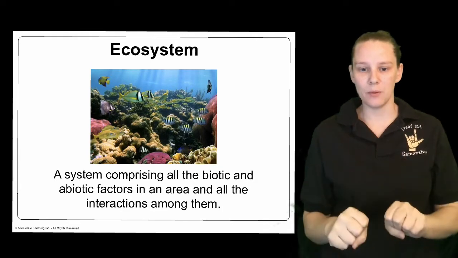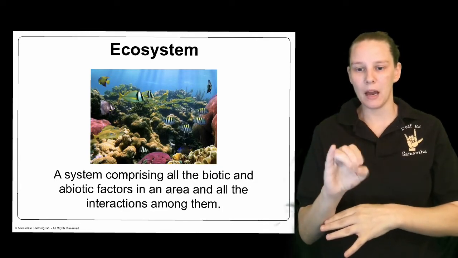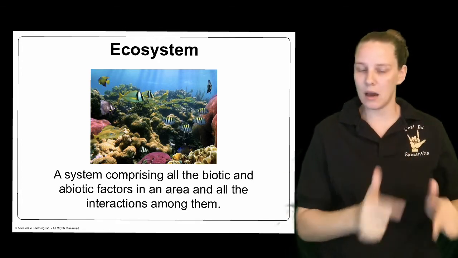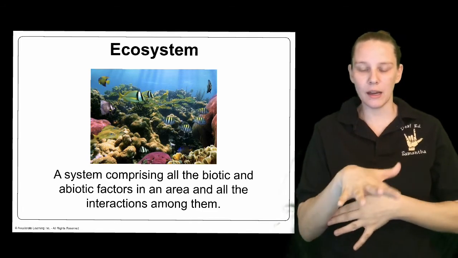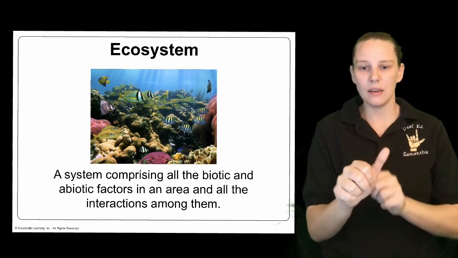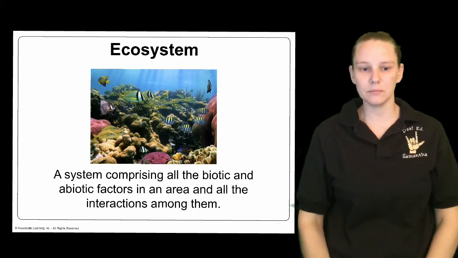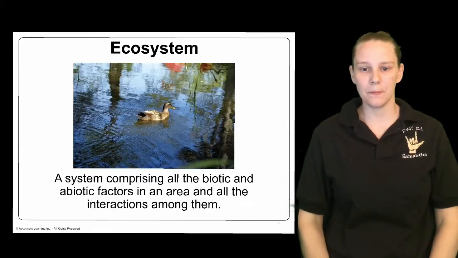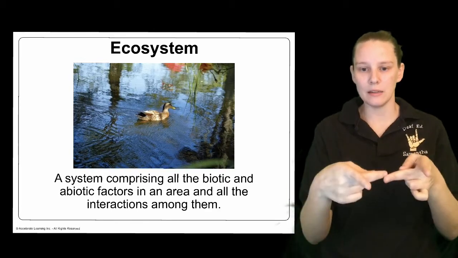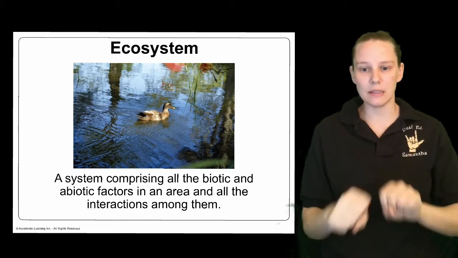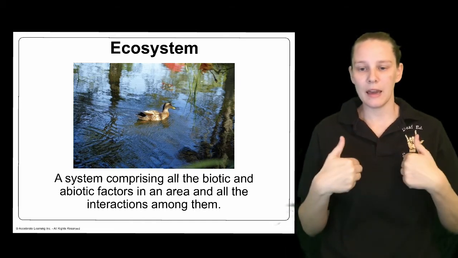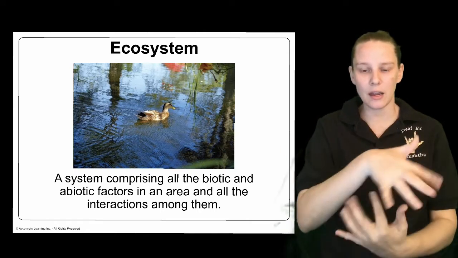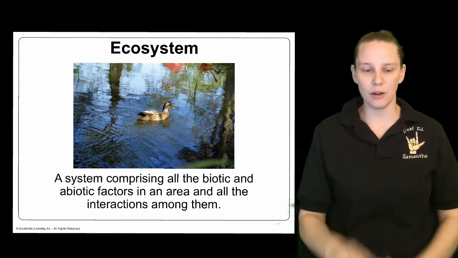An ecosystem is a system of biotic, living things, and abiotic, non-living things in an area that interact with each other. The ocean is an example of an ecosystem. Also, a pond is an example of an ecosystem. It has living and non-living things in the area that interact with each other.